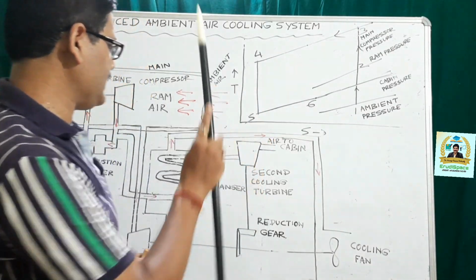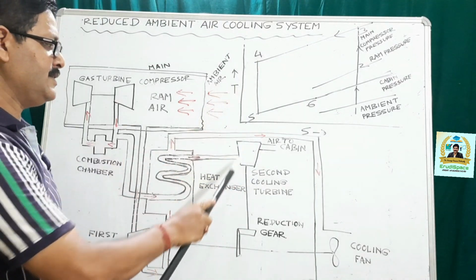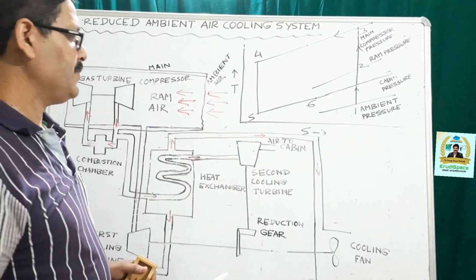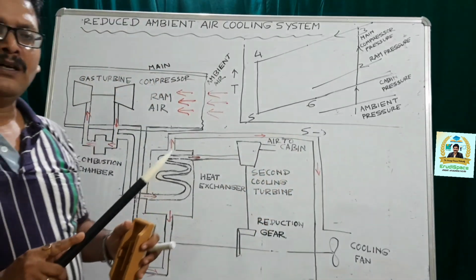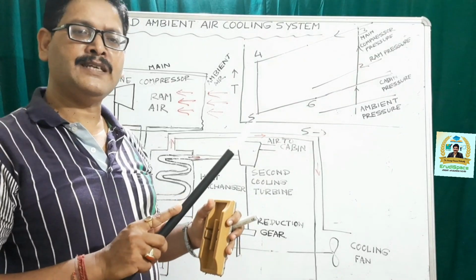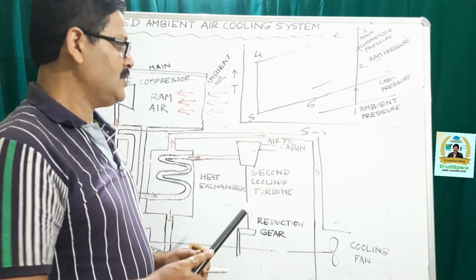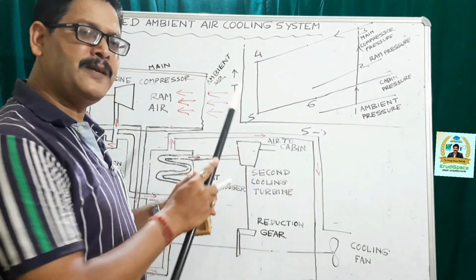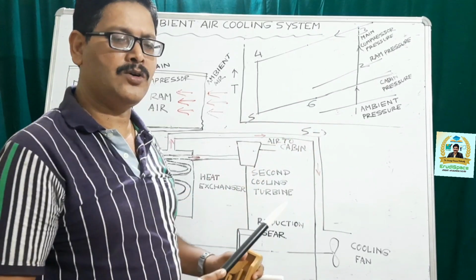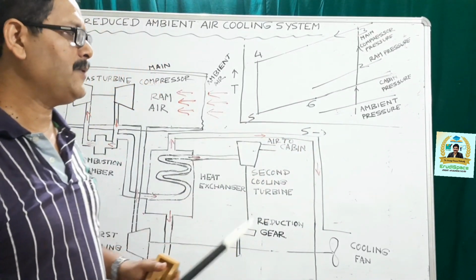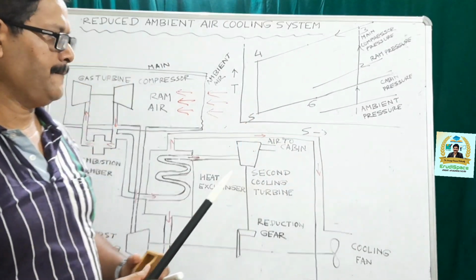Then 4, 5 represents the expansion which is taking place in the second cooling turbine, and 5, 6 represents the refrigeration process which is taking place in the cabin or cockpit, where the air which is being used as a refrigerant receives heat from the space to be cooled. As a result, its temperature is raised from T5 to T6.